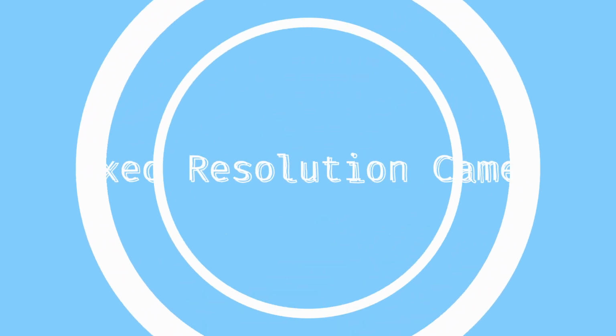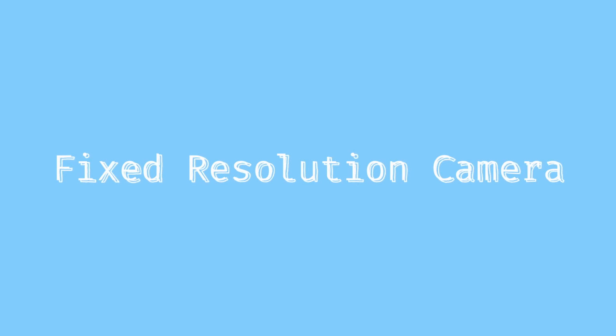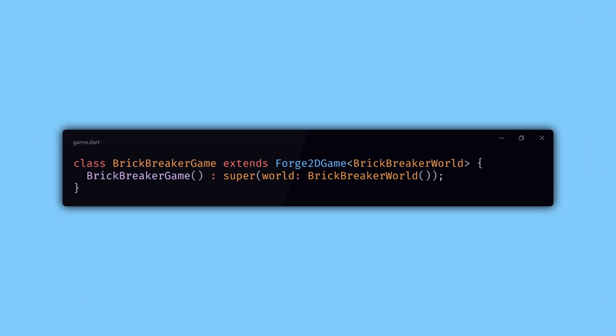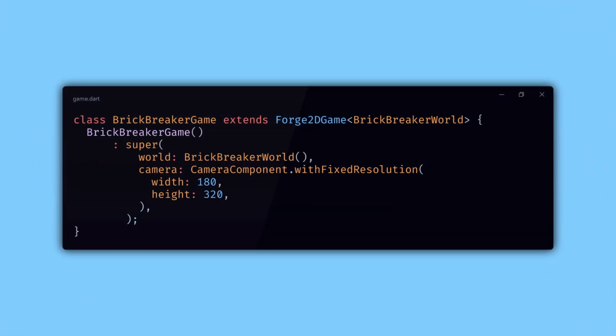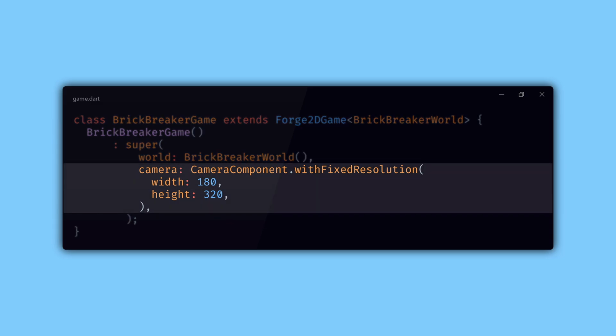Instead, we can utilize a fixed resolution camera to ensure consistent scaling and positioning across different screen sizes. To do that, go to game.dart and in the constructor, set the camera to CameraComponent.withFixedResolution. The width and height values I've used here might seem too small compared to standard Full HD displays. In fact, such resolutions are normally used for games with pixel art. But in this case, the reason for the smaller resolution is how Forge2d works. I'll explain this in a bit.